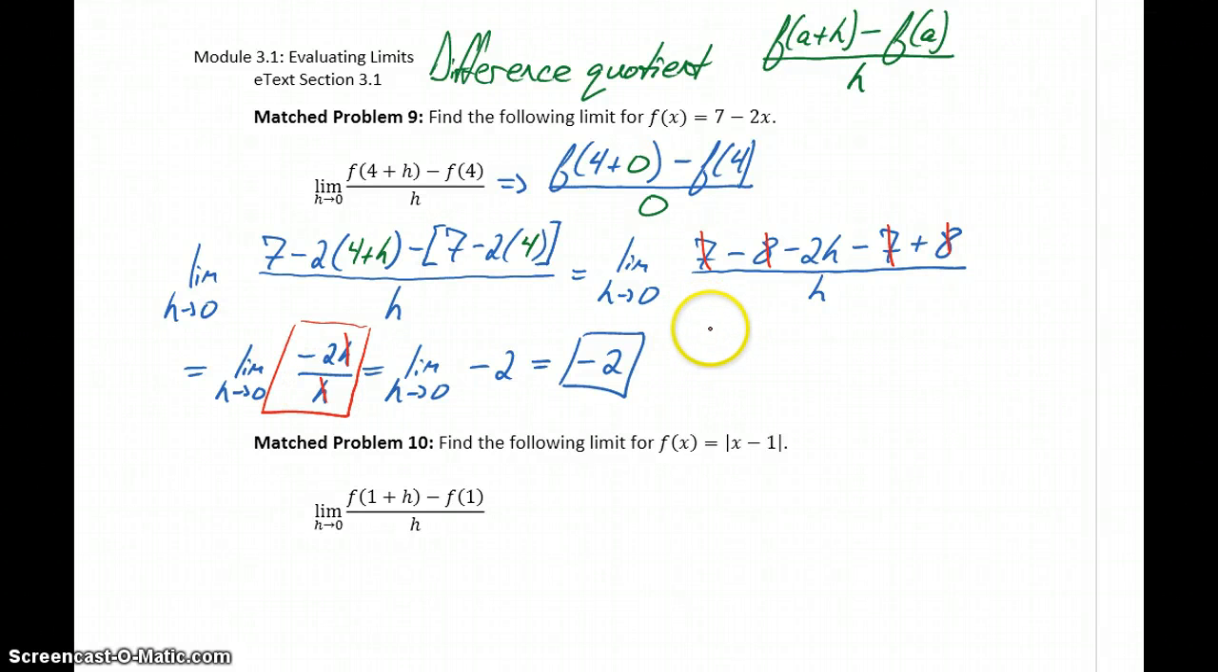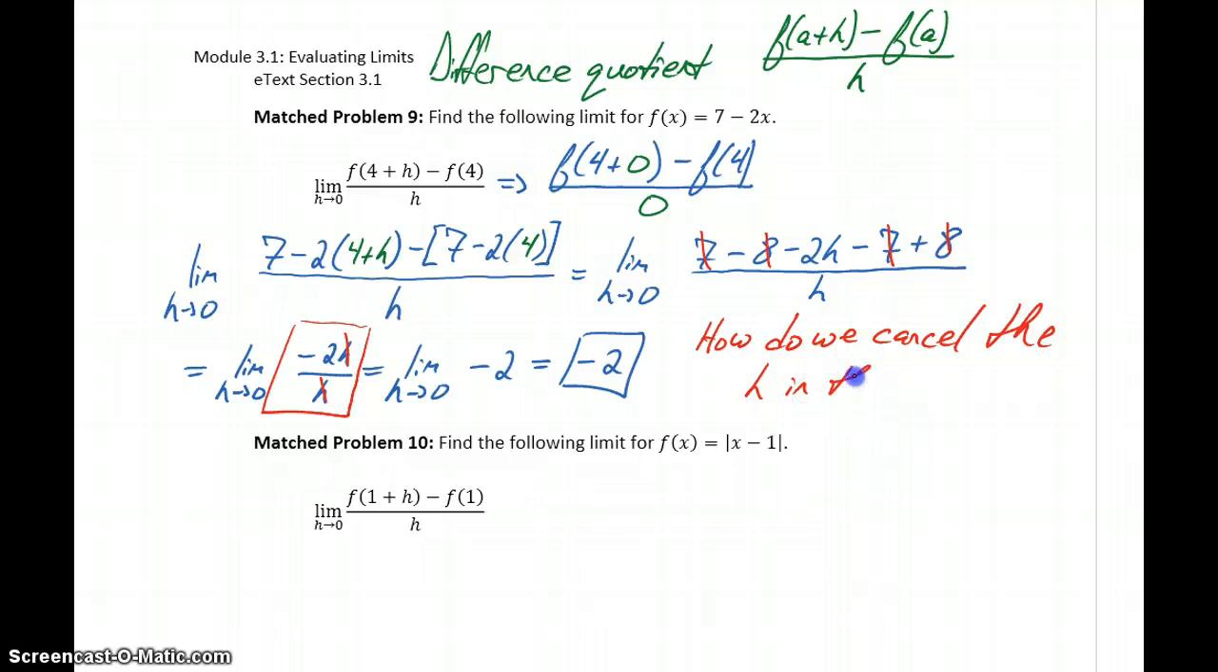So our goal for difference quotient problems is always going to be to figure out how do we cancel the h in the denominator? Depending on the problem we're considering, that approach will differ. We'll look at a couple of examples here, but that's really the goal. Cancel out the h in the denominator, like we did in this step, and then what we're left with should be a limit that we can actually evaluate.